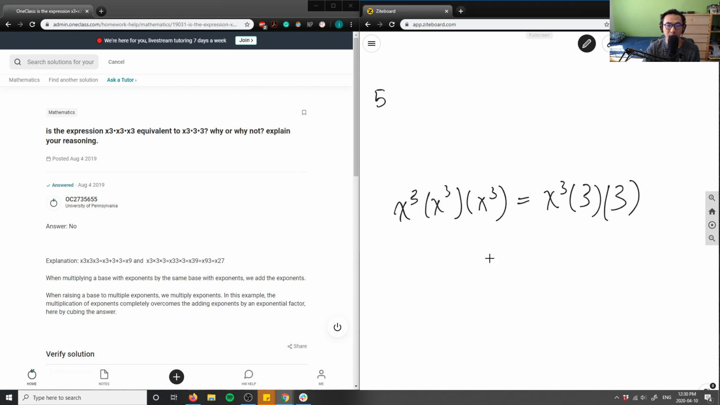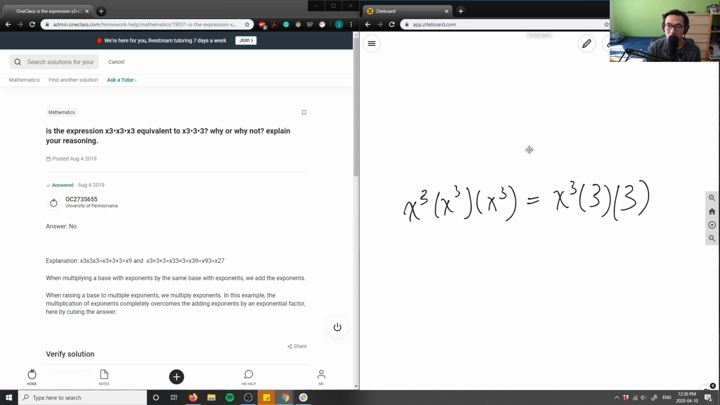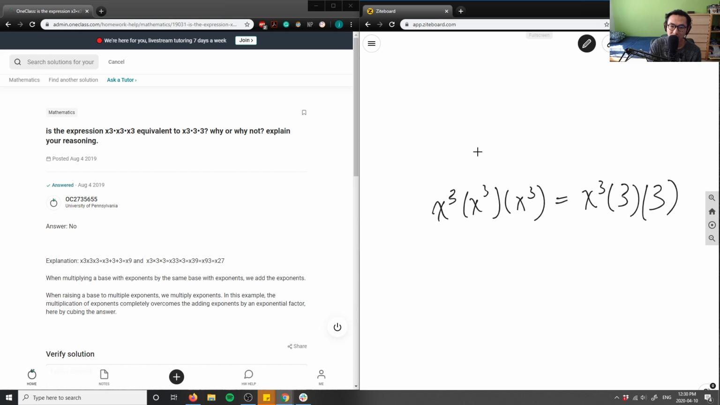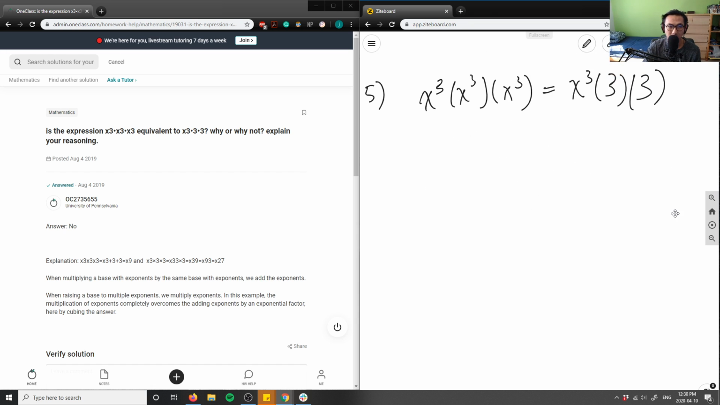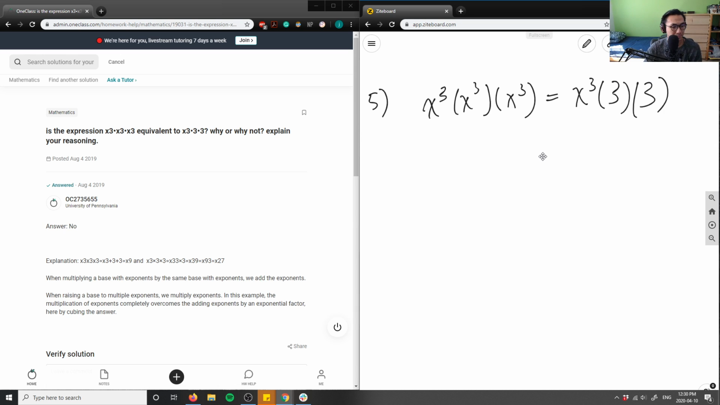So take a moment to think about this. Again, they already have the solution here, so if you want to take a sneak peek and look at that, that works as well. But I'm going to walk you through why I believe the answer is, in this case, no, or how to prove that these expressions are not equivalent to each other. So take a moment to think about this.